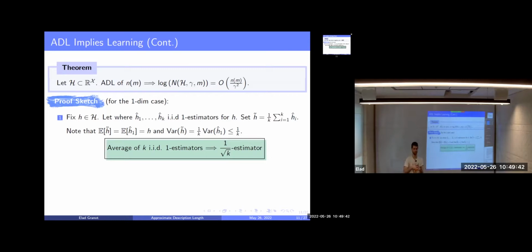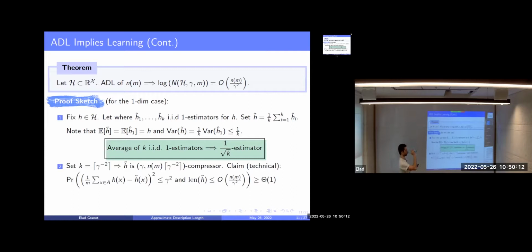It is nice because we managed to reduce the variance, but at what cost? I mean, what is the catch here? If we can only reduce the variance more and more, there should be some cost. Yeah, the description increased. We need n times more bits to encode the function h tilde. So this is our trade-off: lower variance, higher number of bits. For the second step, let's assume k is 1 over gamma squared, and therefore our function is a gamma estimator with n divided by gamma squared bits.